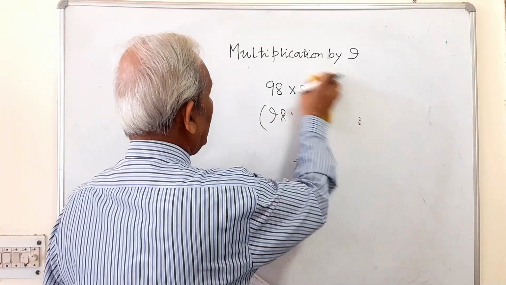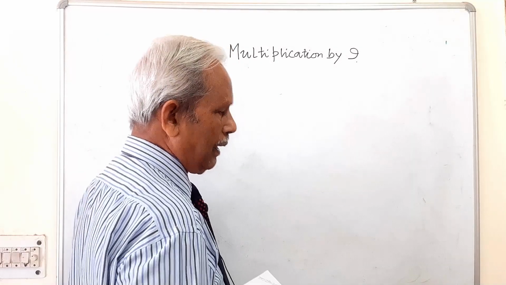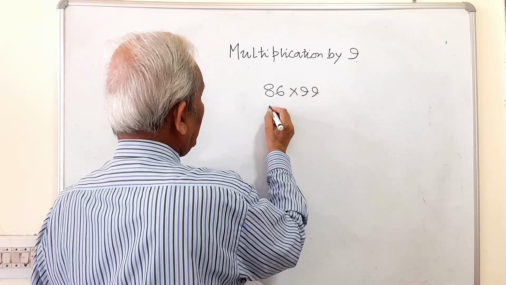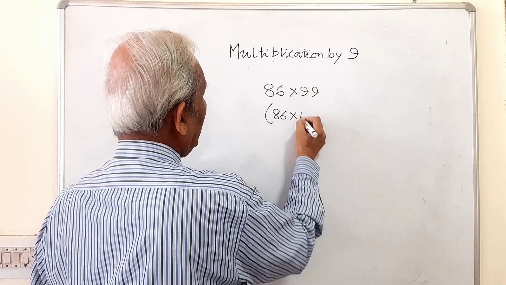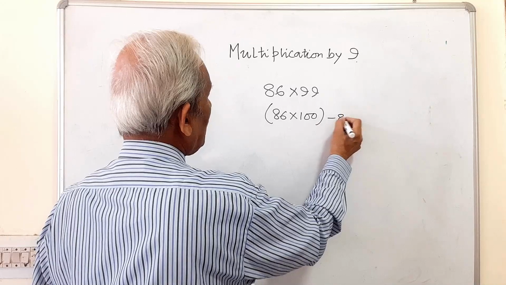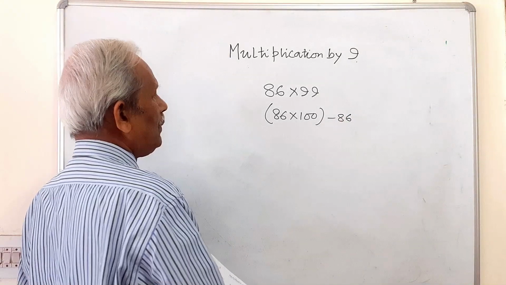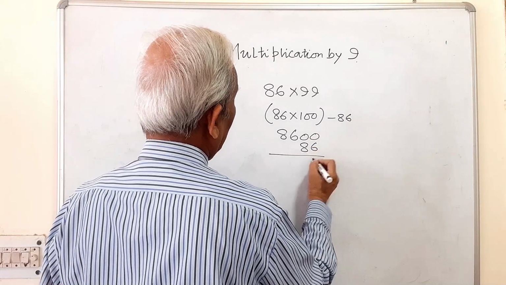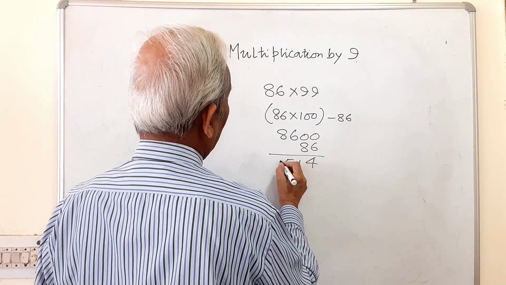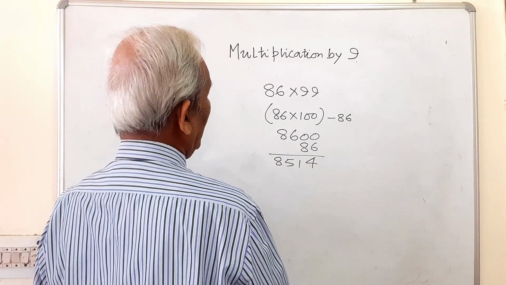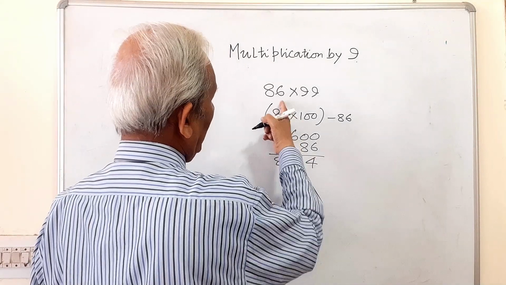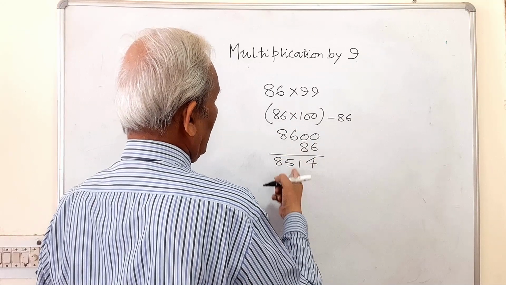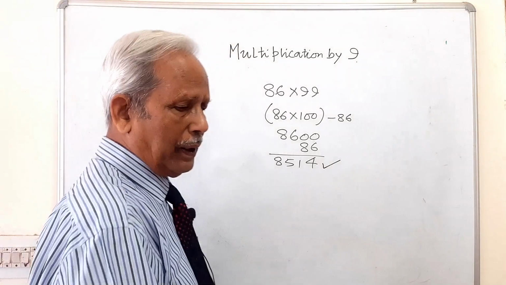Suppose the question is 86 into 99. So we'll write it as 86 into 100 minus 86. That becomes 8600 minus 86. Because we multiplied 86 one time more, we have reduced it, and it becomes 8514. I hope you have followed it.